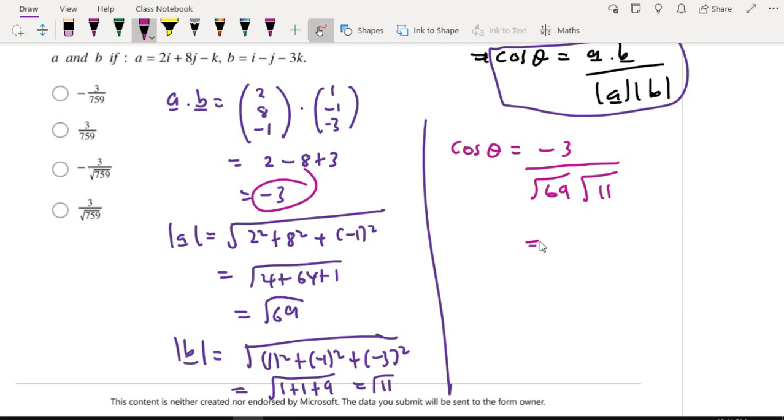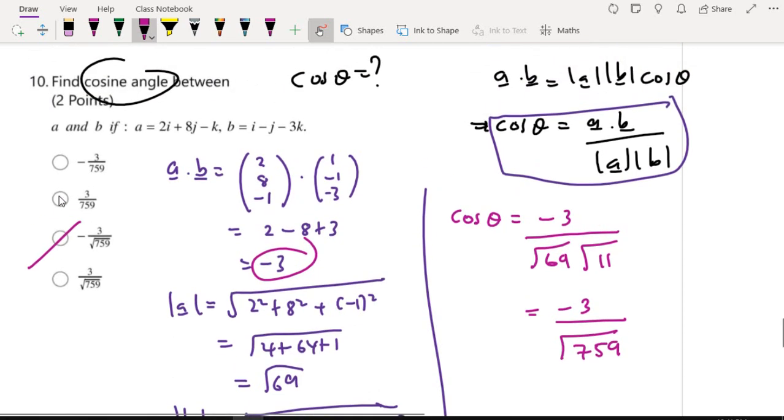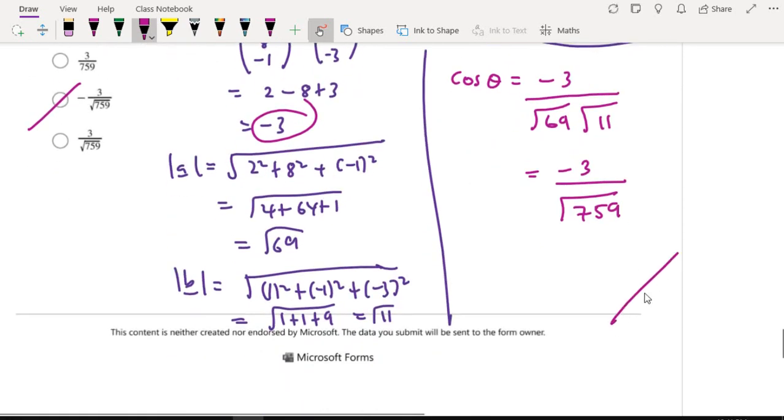Okay, and then you can use your calculator. The answer is negative 3 over root 759. Okay, give in fraction. So we give in fraction, we don't need to give the decimal. So the answer is here. Okay. So this is number 10. Done for all.